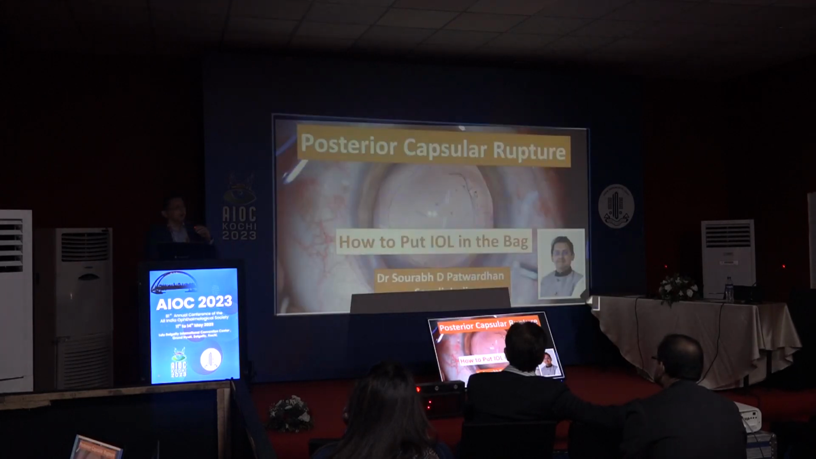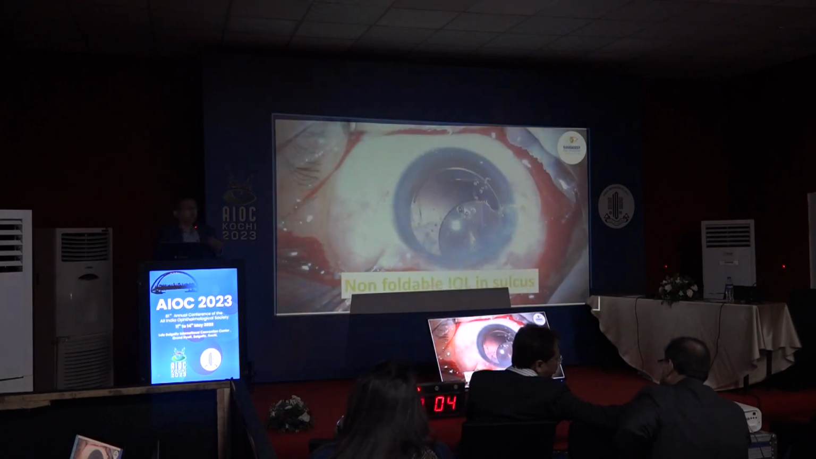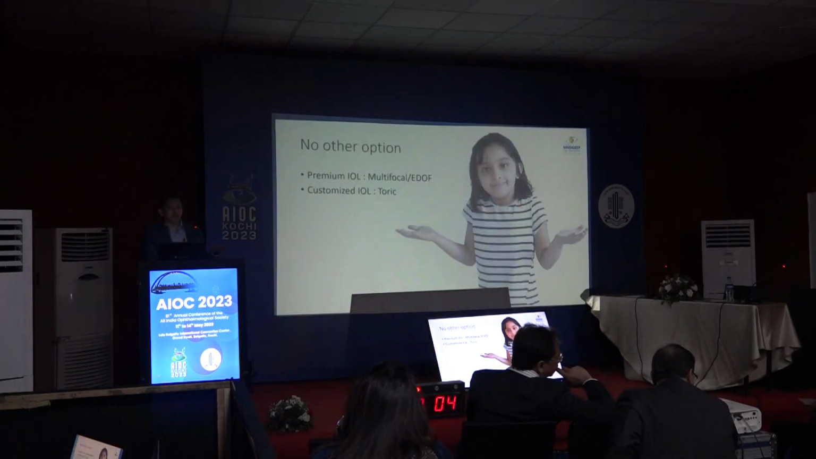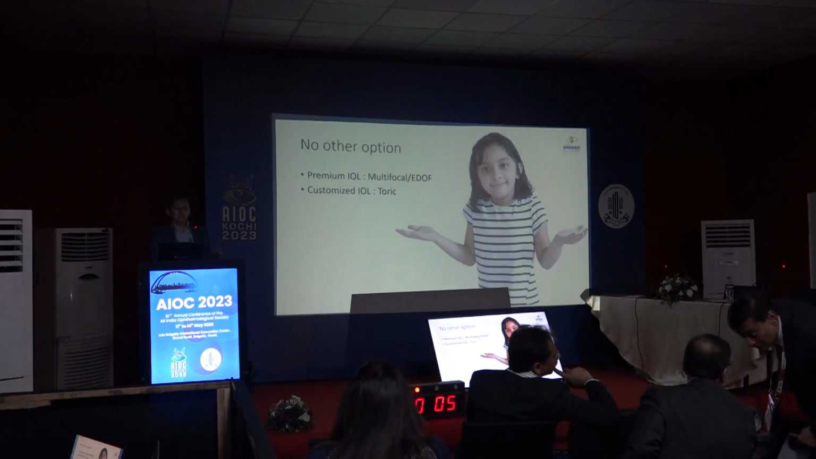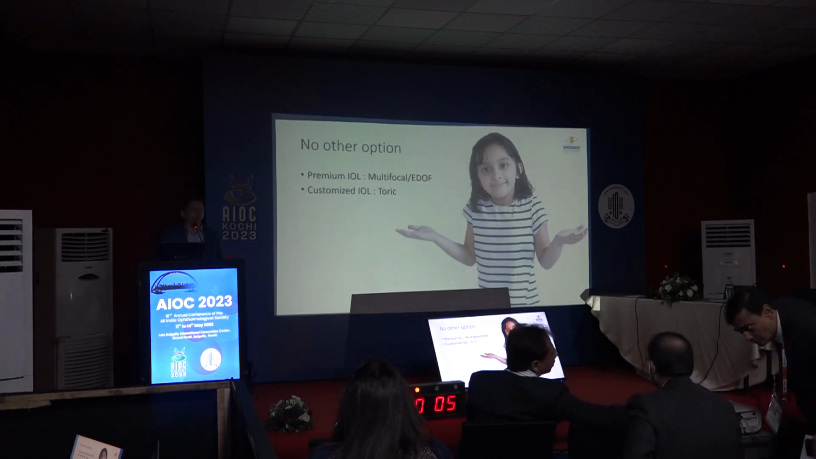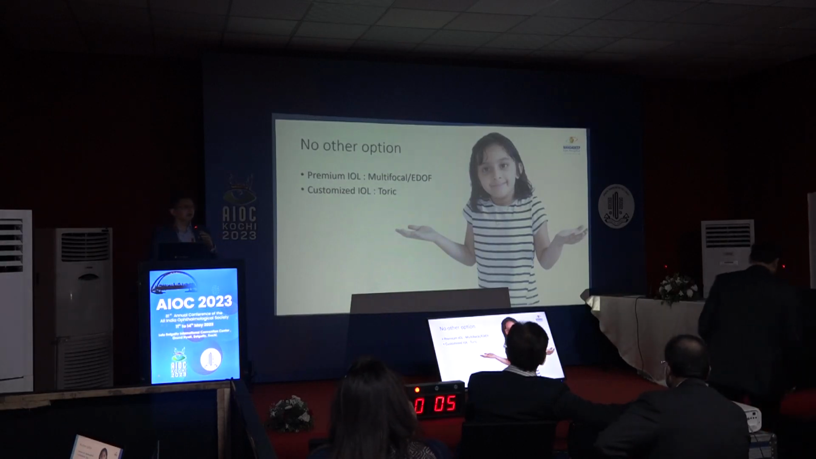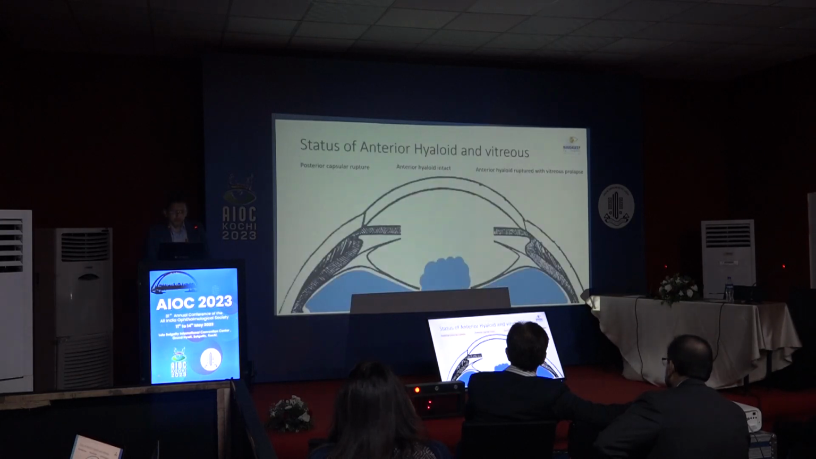Now the last part is, can you place the IOL inside the bag after having a posterior capsular rupture? Now you will say, why do you need to take these kinds of risk when you already have a 3-piece option available? Now we have other things to do, like multifocal, EDOF, toric IOLs, which you need to place inside the bag even if there is a PCR. So let's start thinking whether we need to put it and how to put it.